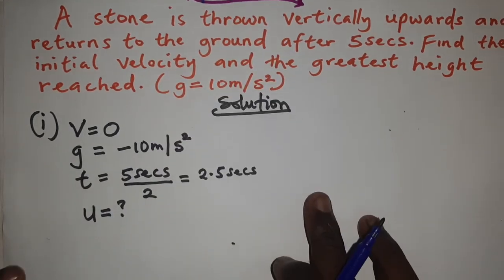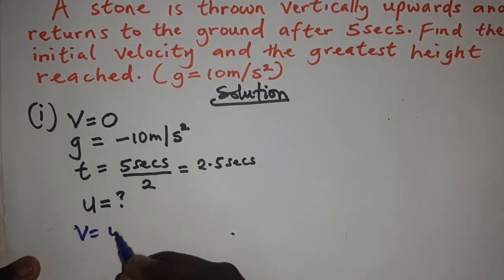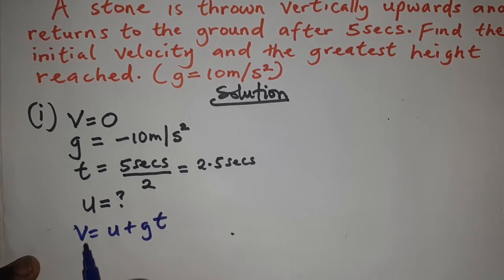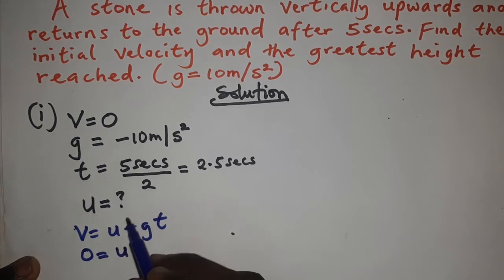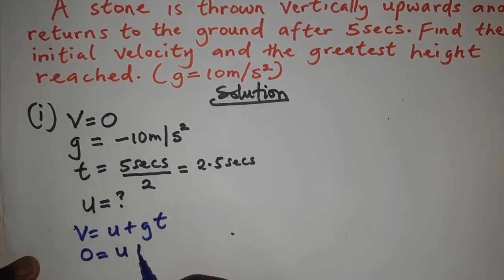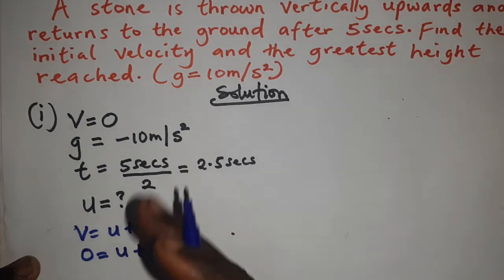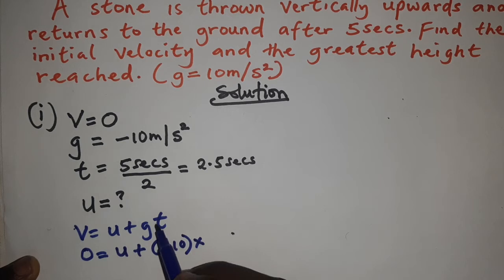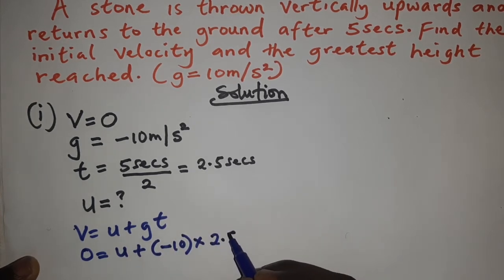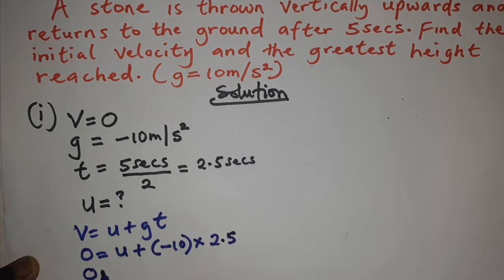So write it, v equals u plus gt, and of course we know the v is 0, so we'll say 0 equals the u we are looking for, plus open bracket minus 10 times this t, the g is minus 10. Of course, we know why we're using minus 10, because it's going up and it's experiencing retardation, times the t, which is 2.5 seconds.